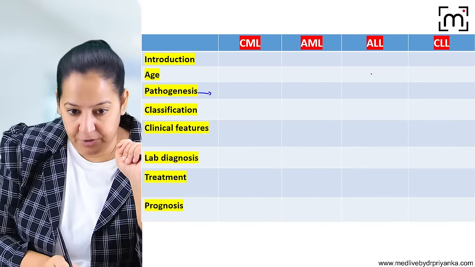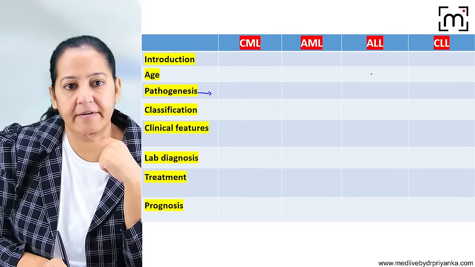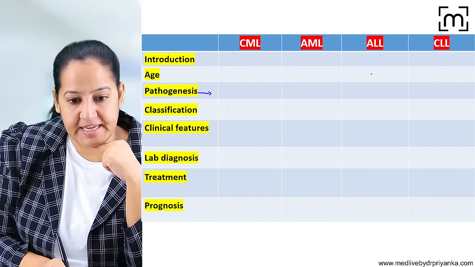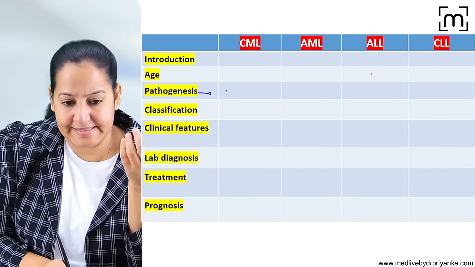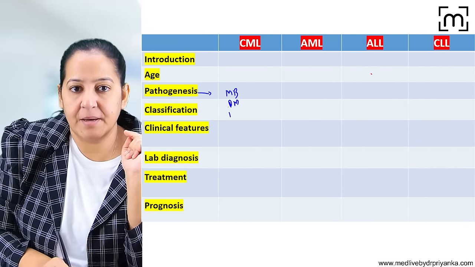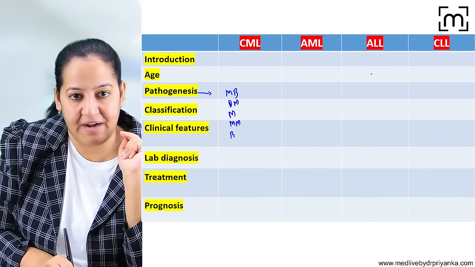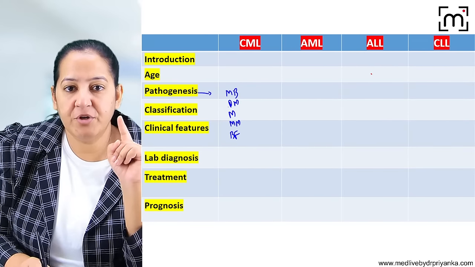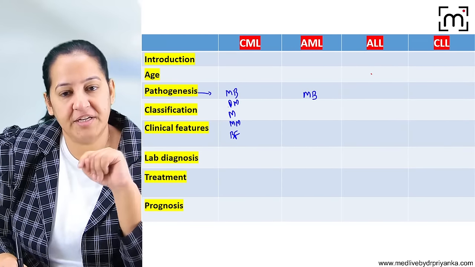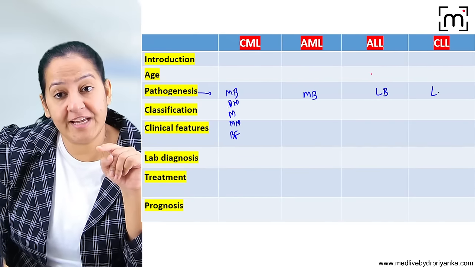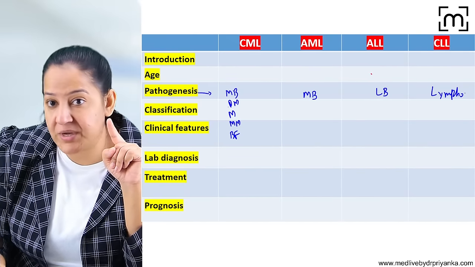In the pathogenesis, tell me the mutation. In CML, the mutation is taking place in five cells. Tell me the cells: myeloblast, promyelocyte, myelocyte, metamyelocyte, and band form. In AML, the mutation takes place only in myeloblast. In ALL, it takes place in lymphoblast. In CLL, it takes place in mature lymphocytes, not in blasts.